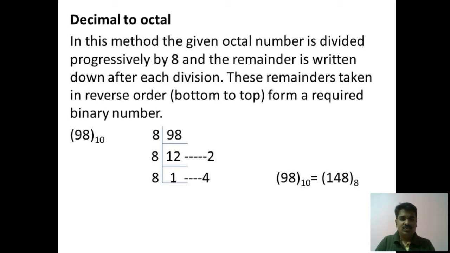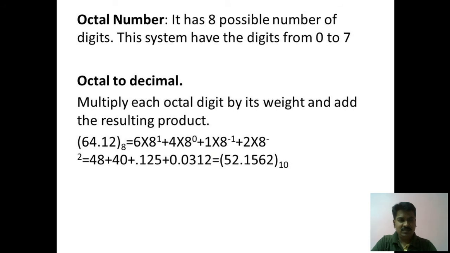Okay, so this is how you can convert a decimal number into an octal number. Now the possible numbers that we use in the octal number system are 0 to 7. That's 0, 1, 2, 3, 4, 5, 6, 7. These are the 8 digits which we use in the octal number system.